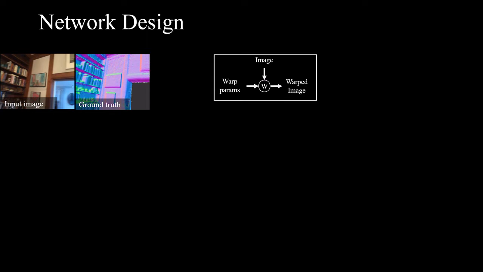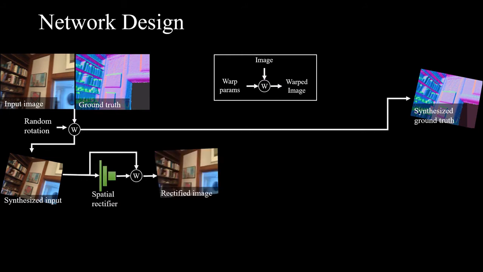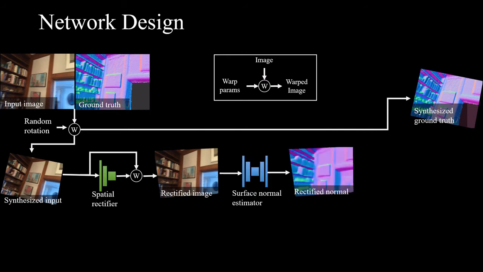The training pipeline starts first with the tilted image synthesis using the warping operator with a random rotation. Secondly, the synthesized image is warped to the rectified image using the parameters predicted by the spatial rectifier, which we model as a convolutional neural network. Thirdly, a surface normal estimation network, parameterized as a convolutional autoencoder, predicts the rectified normals from the rectified image.